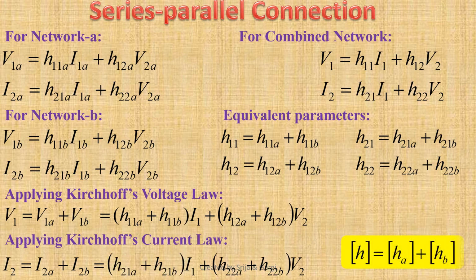So we can write matrix of H equals matrix of HA plus matrix of HB. Hence we conclude that the overall hybrid parameter matrix of series parallel connected two-port networks is the sum of hybrid parameter matrices of individual two-port networks connected in series parallel fashion. This equation can be extended to include any number of two-port networks, subject to the condition of interconnectivity being satisfied.